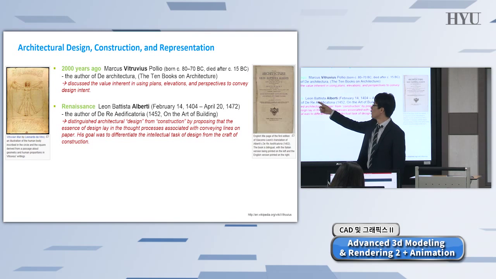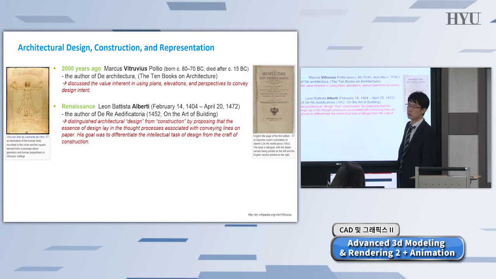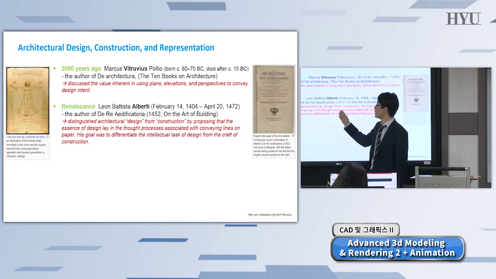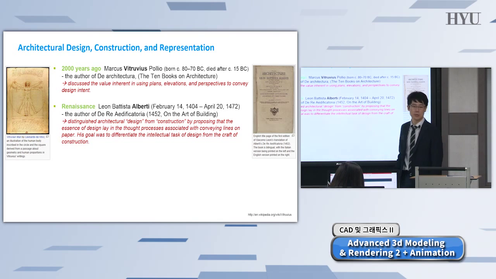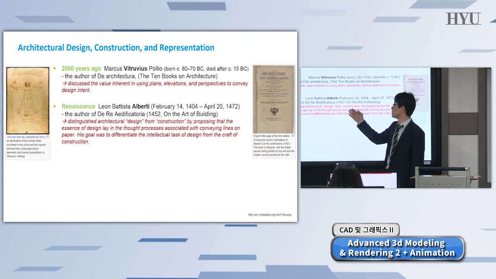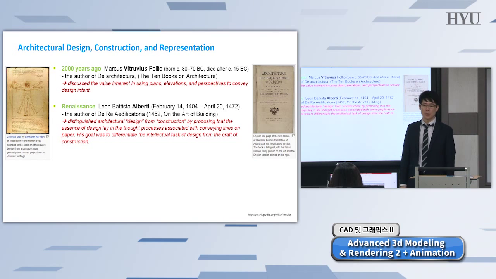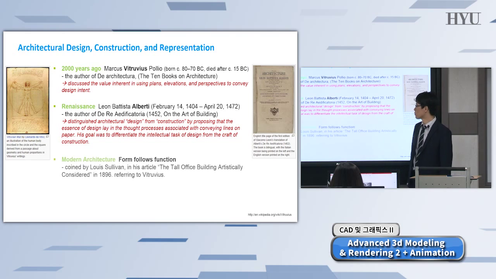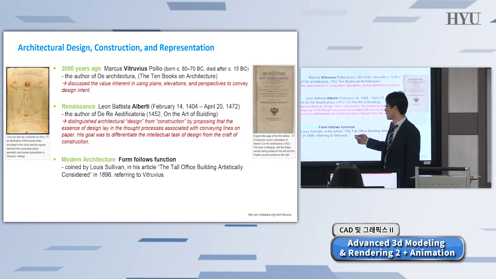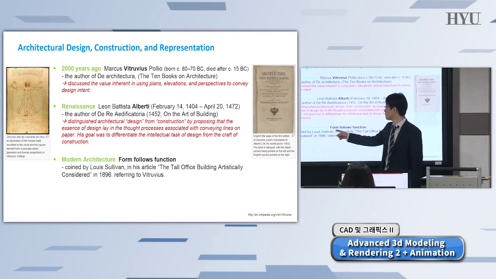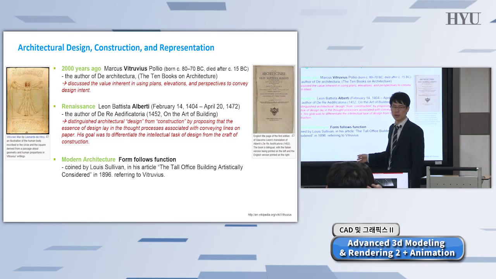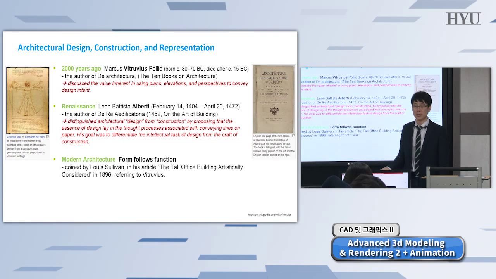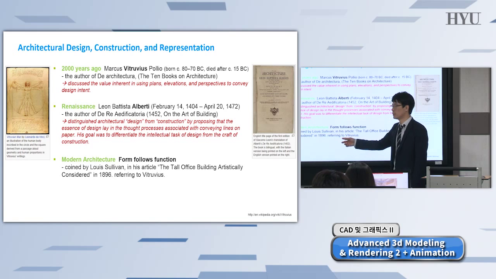In the Renaissance period, Leon Battista Alberti also wrote some similar books. He distinguished architectural design from construction, okay? That means only for 500 years, we have separated design and construction. Rest of history, design and construction were always integrated, okay? 100 years ago, modern architect Louis Sullivan coined the famous phrase, form follows function. This one simply explains modernism, okay? Box-shaped, efficient, simple buildings, okay? Anyway, also referring to Vitruvius.